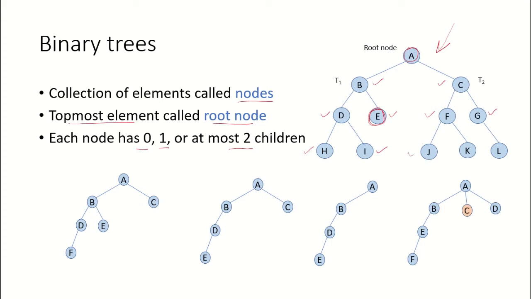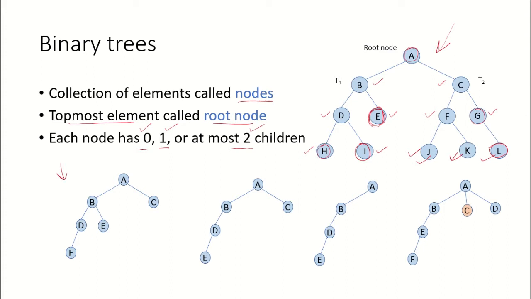F has 2 children, J and K. G has only 1 child. So each node is either having 0, 1 or 2 children. Nodes H, I, E, J, K and L are leaf nodes and they do not have any children.